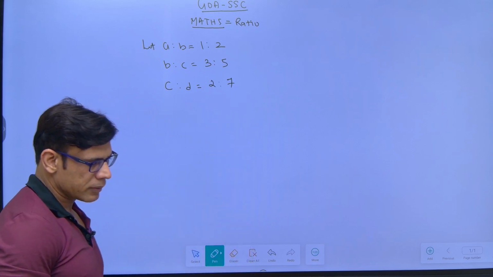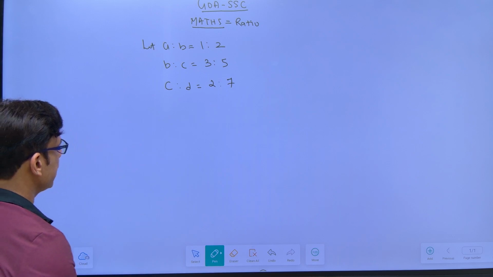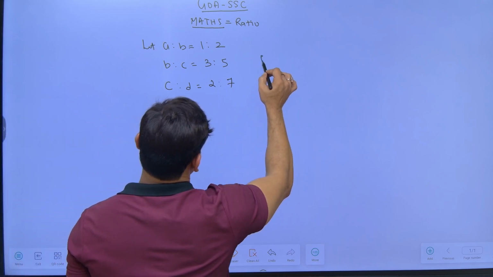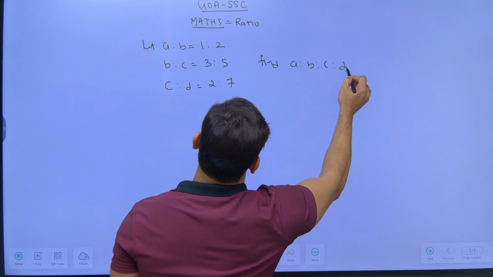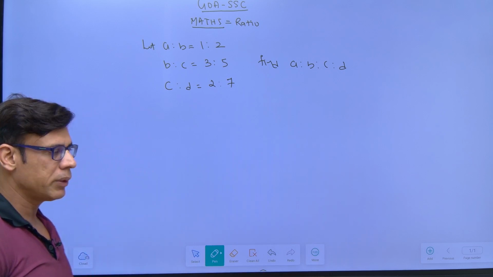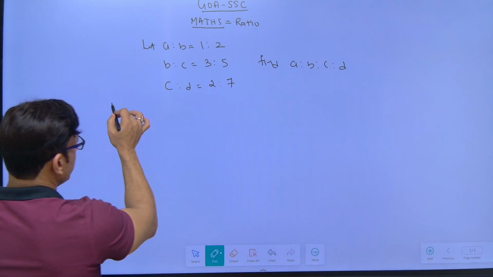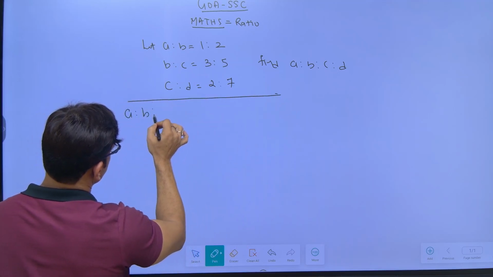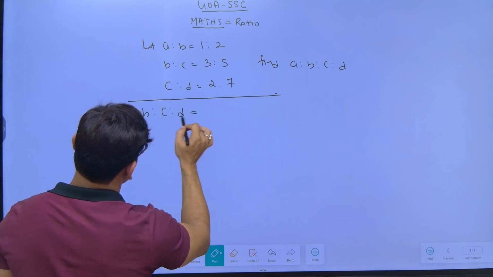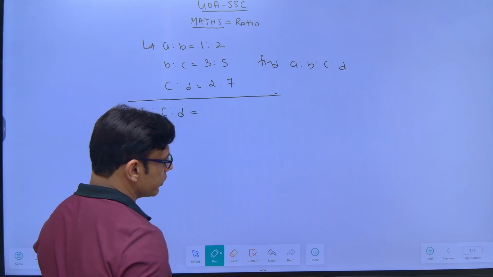Some numbers. And then I am asking you to find A is to B is to C is to D. If you have to find out A is to B is to C is to D, what you are supposed to do in this case is first write A is to B is to C is to D.